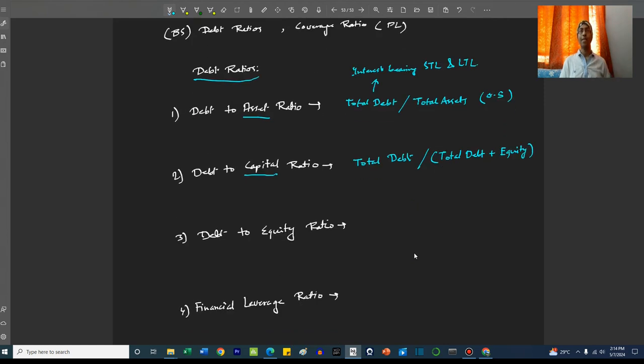Now comes debt to equity ratio. This is equal to total debt by shareholders' equity. Let us just write equity for it.